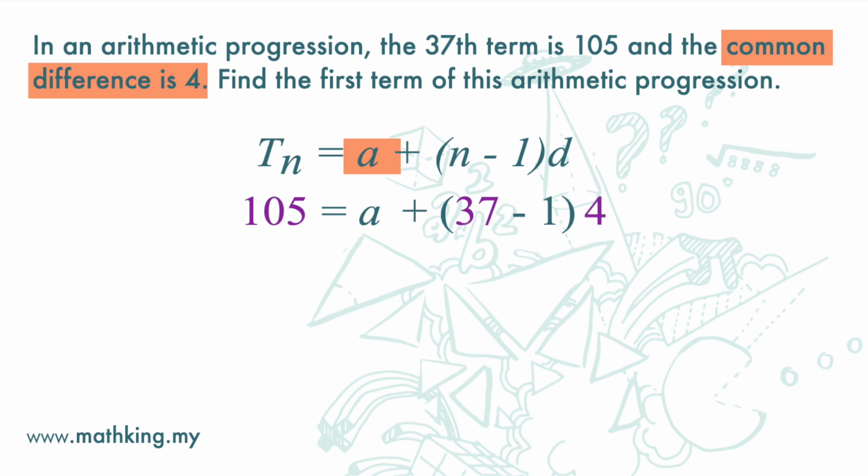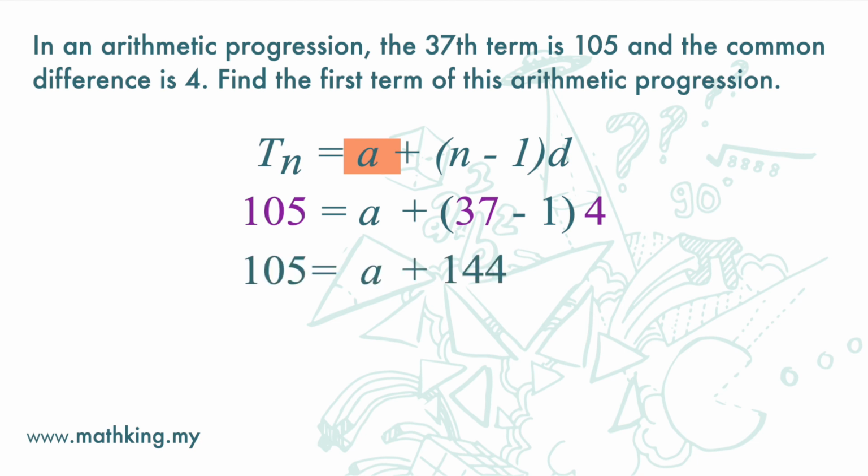Now, what we need to do is to solve the equation to find A, which is the first term. So we have 105 equal A plus 144, and A equal 105 minus 144, and we get A equal negative 39. The first term of this progression is negative 39.